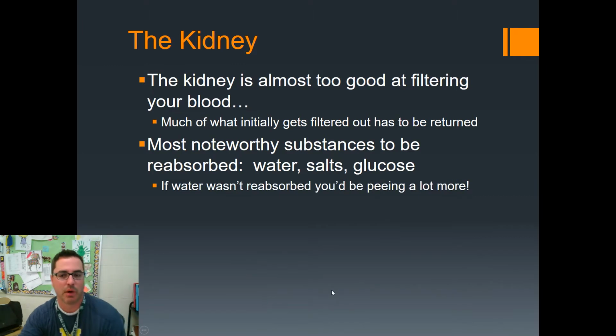If water isn't reabsorbed, you'd be peeing a lot more. The amount of water that's in your blood is really, really high. So the amount of water that gets filtered out into the kidney, but then also gets put right back into the blood supply, is a relatively high amount.